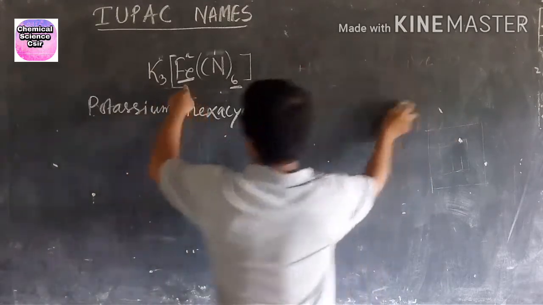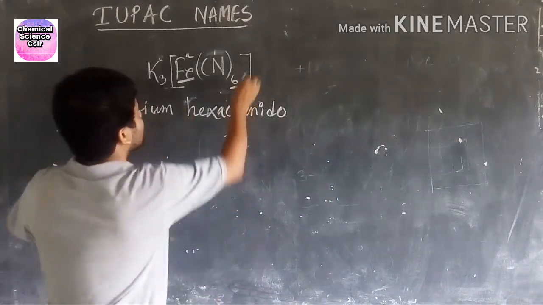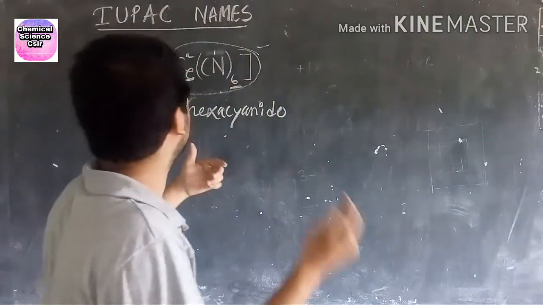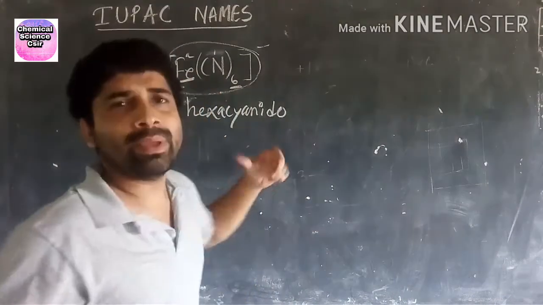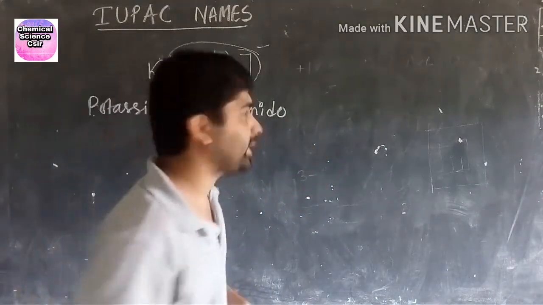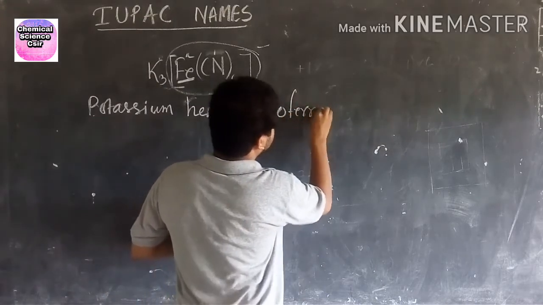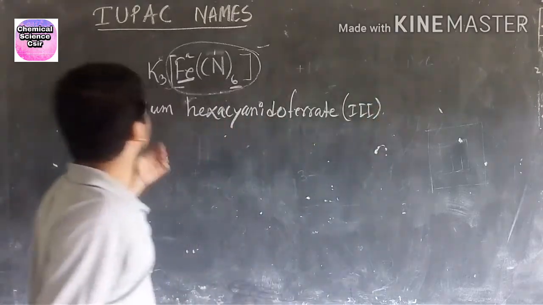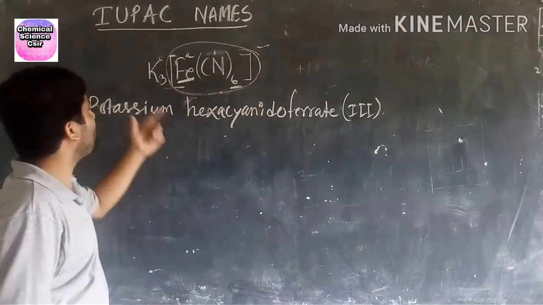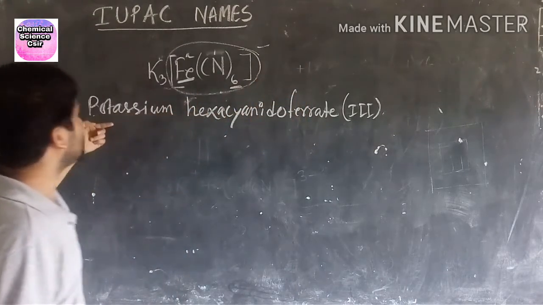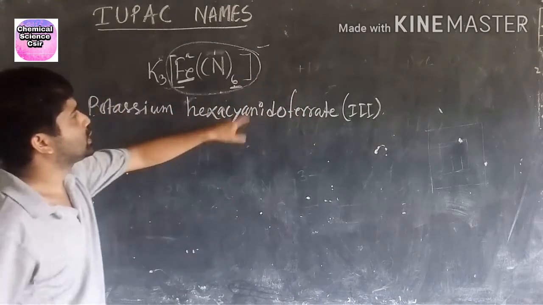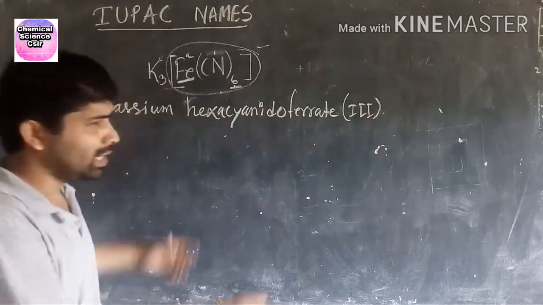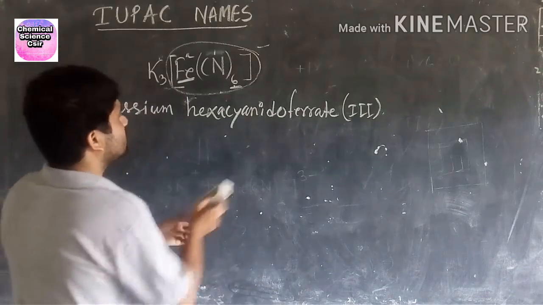After that, the iron name. This complex is negative, so you change the name and write the Latin name, which is ferrate. Now the oxidation number is 3. So like this you can find the IUPAC name of this compound: potassium hexacyanidoferrate(III). Let's discuss another example.